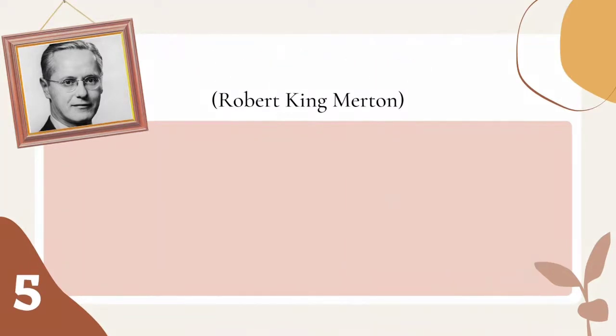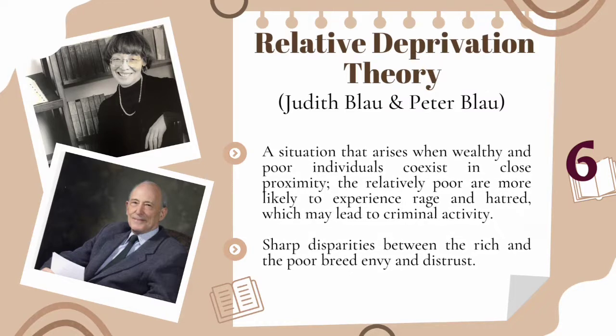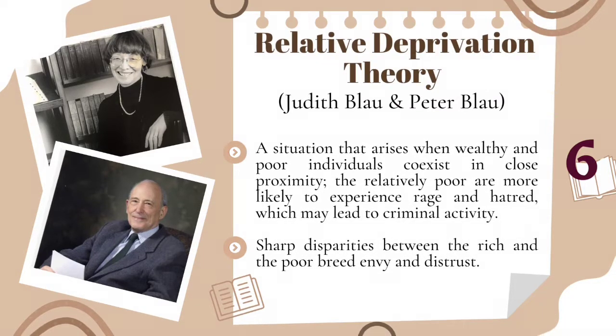So the sixth one is relative deprivation theory by Judith Blau and Peter Blau, a situation that arises when wealthy and poor individuals coexist in close proximity. The relatively poor are more likely to experience rage and hatred, which may lead to criminal activity. Sinasabi dito na ang pagiging isang dukha or mahirap ay nagdudulot ng pagkainggit sa mga mayayaman na nagre-result sa inequality, and this inequality may lead to crime. And so the general idea of this theory was the inequality between the rich and poor.